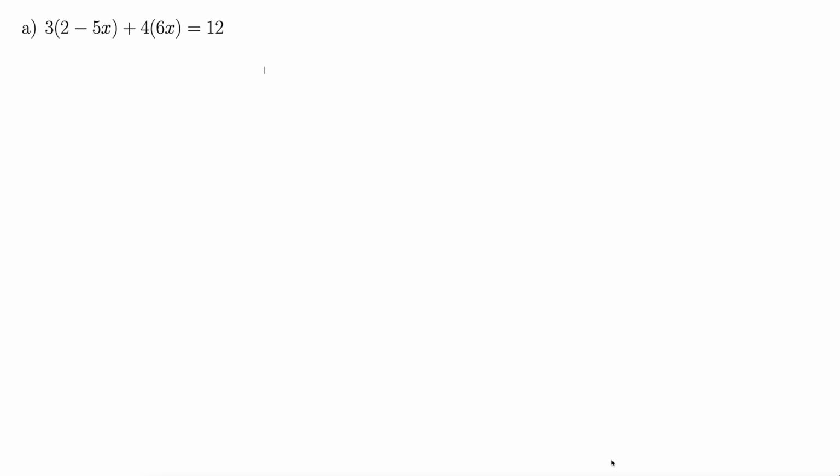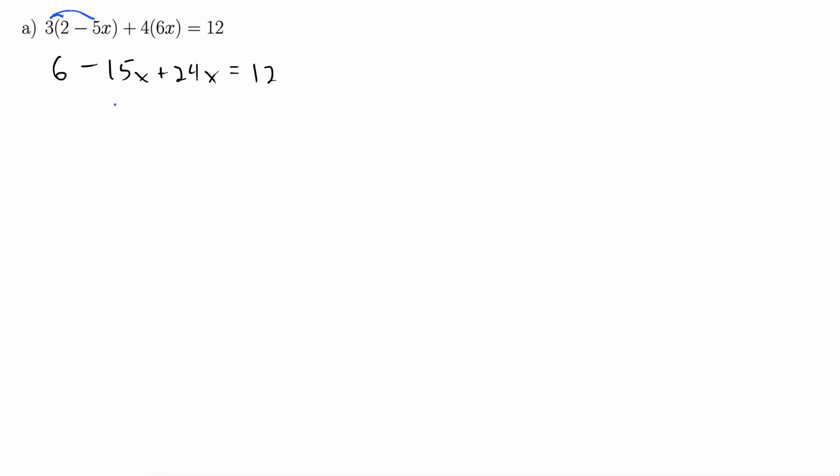So here we have 3 times quantity 2 minus 5x plus 4 times 6x equals 12. And this example combines a lot of the approaches we've been working on building up to this example. So let's first use the distributive property. This 3 is going to come through to both of these terms. So we have 3 times 2 is 6, minus 3 times 5 is 15x. 4 times 6 is 24, plus 24x equals 12.